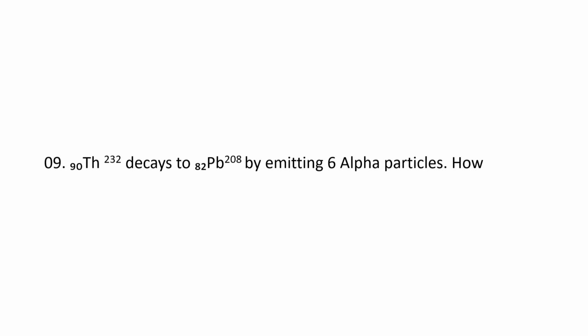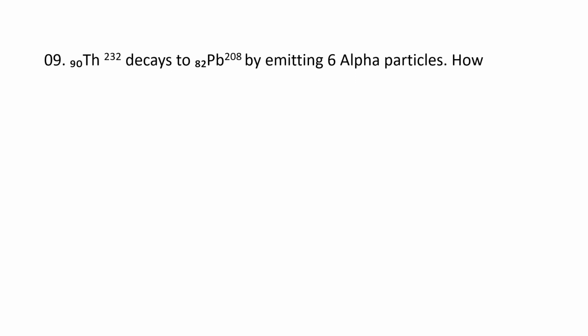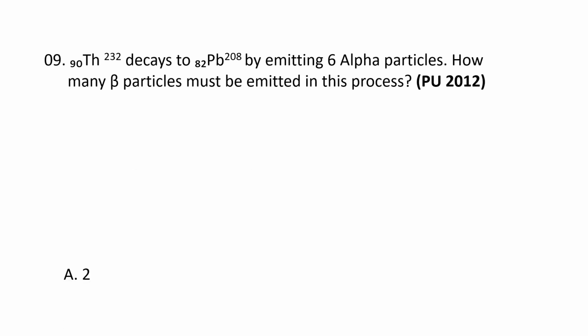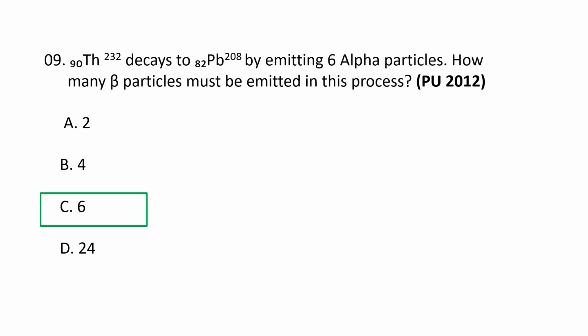Next question. Thorium-232 decays to lead-208 by emitting 6 alpha particles. How many beta particles must be emitted in this process? A 2, B 4, C 6, D 24. So the correct option is 6, the number of beta particles emitted during the decay of thorium-232 to lead-208, given that 6 alpha particles are emitted.